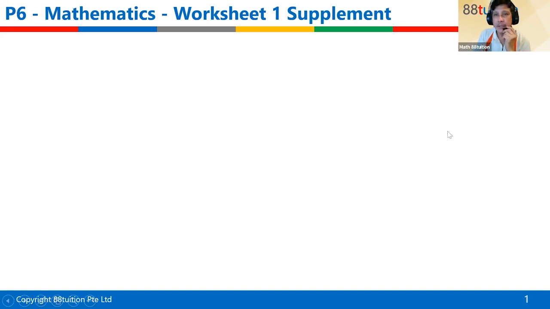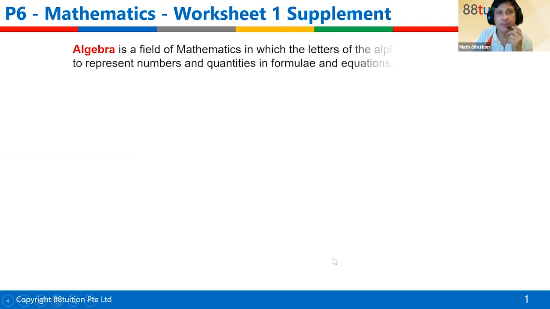Now, before we go into those questions, let me just give you a very quick idea of what algebra is all about. Algebra is actually a field of mathematics in which we make use of the letters of the alphabet to represent the unknown numbers or the unknown quantities. So when we form our equations, you will see things like there's an X here, there's a Y there, or there's an A here. All these are letters which represent an unknown number.